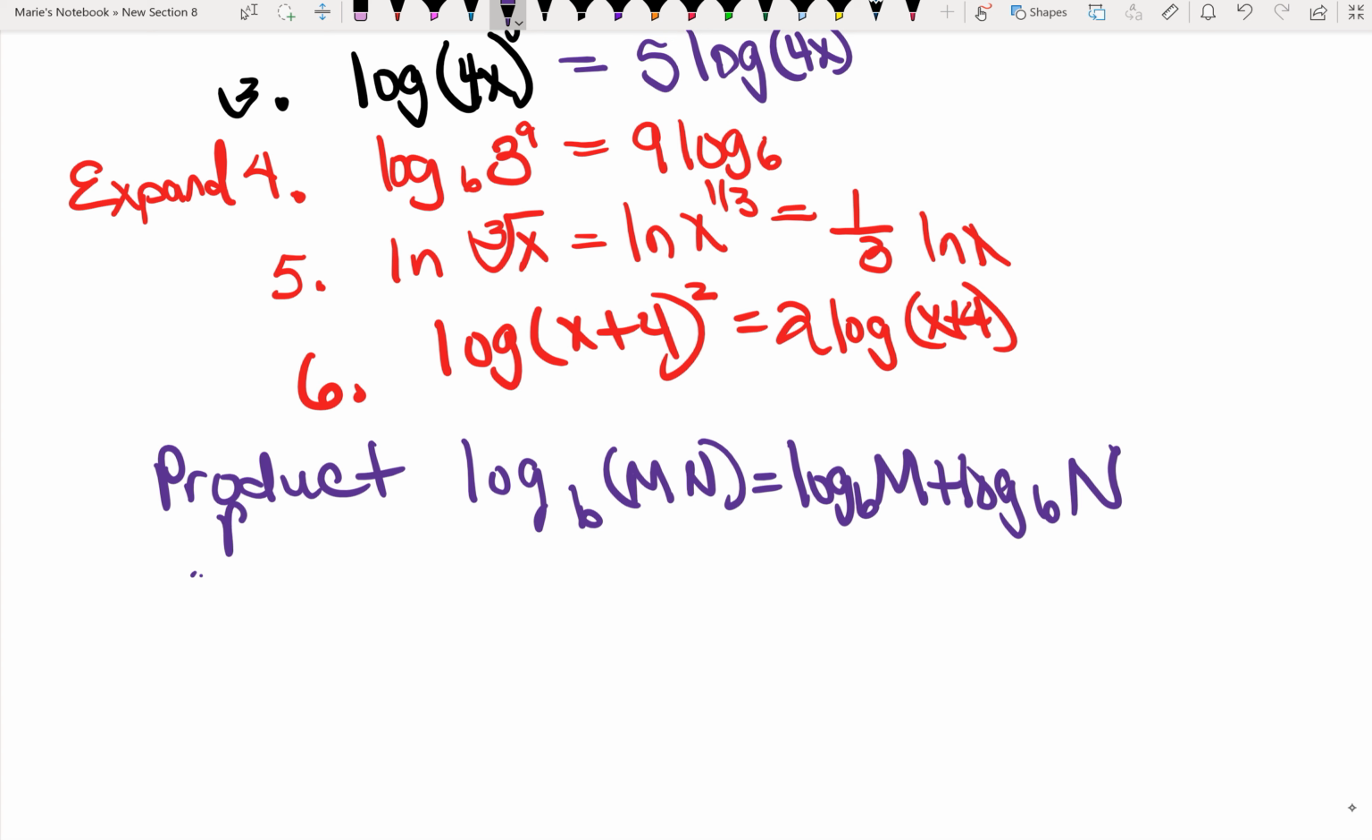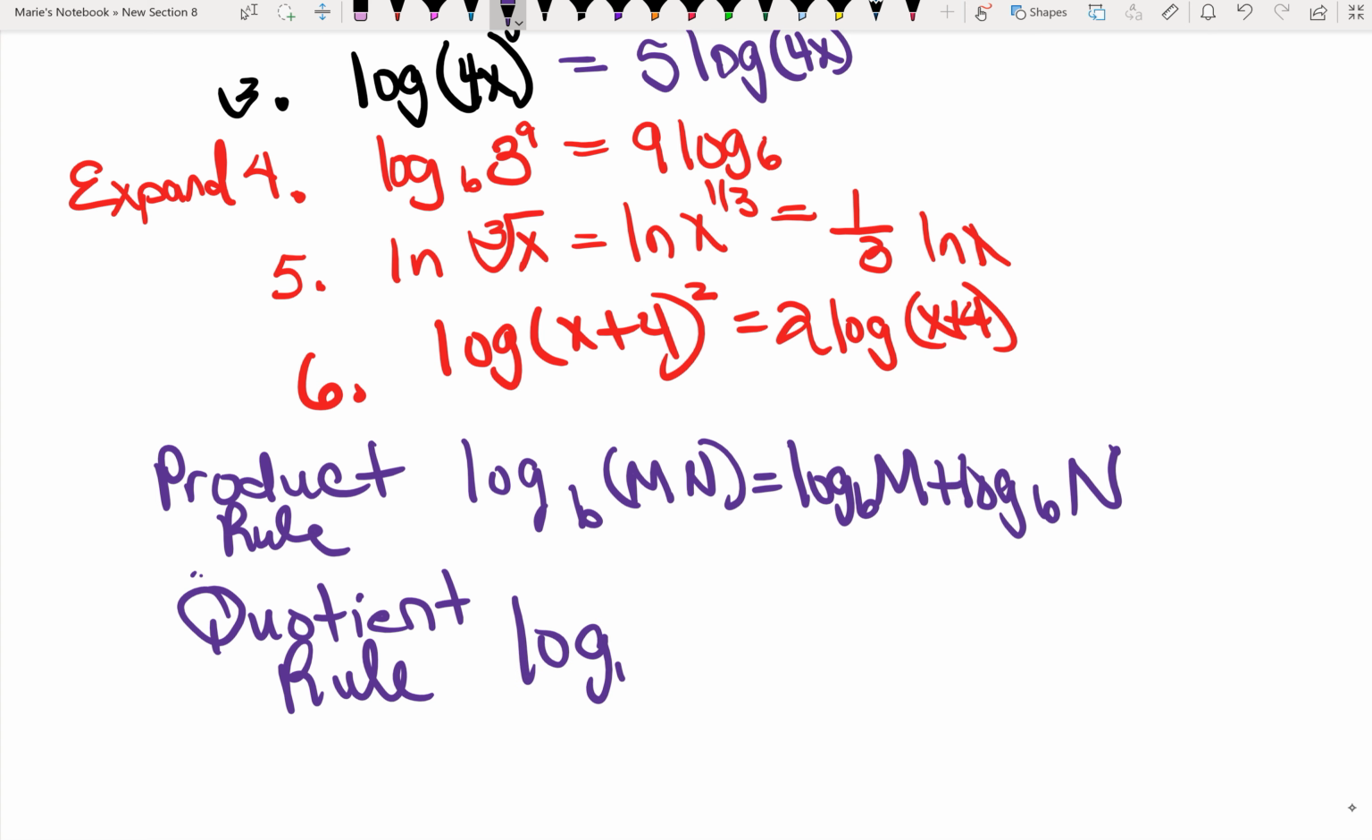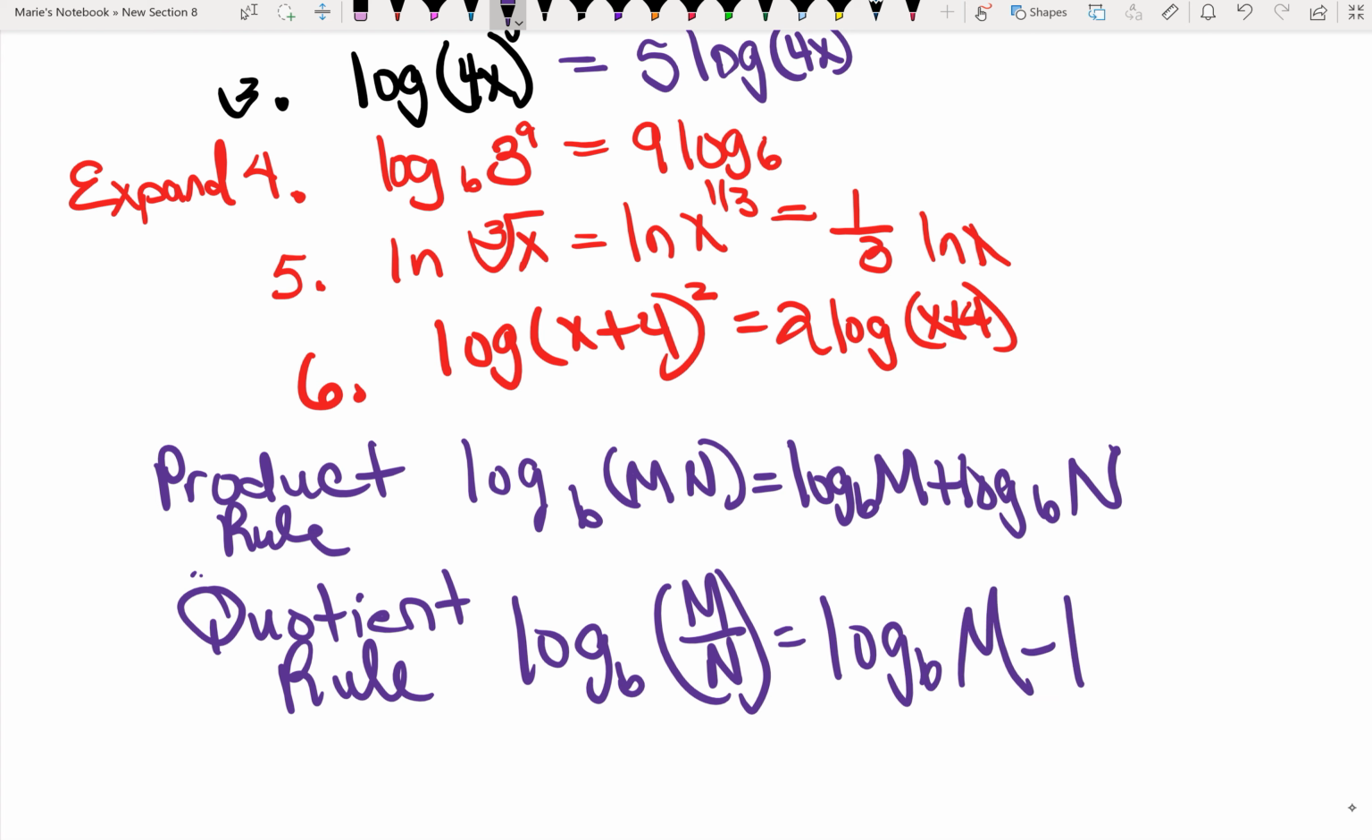The quotient rule, these are rules. So the quotient rule for us is simply going to state that if I am given log base b of m over n, that this simply becomes log base b m minus log base b n.